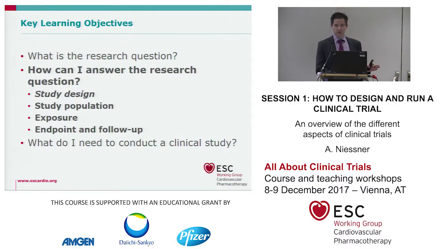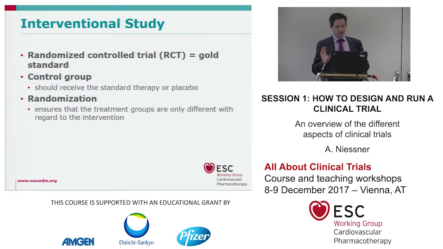So we have our research question now, we are happy, but now the second step begins. How can I answer the research question? We have to think about the study design, about the study population. We have to think about the exposure, so what influences the outcome, and then we have to think how to assess the outcome, meaning the endpoints and the follow-up. And then what do I need to conduct a clinical study? Let's start with the study design.